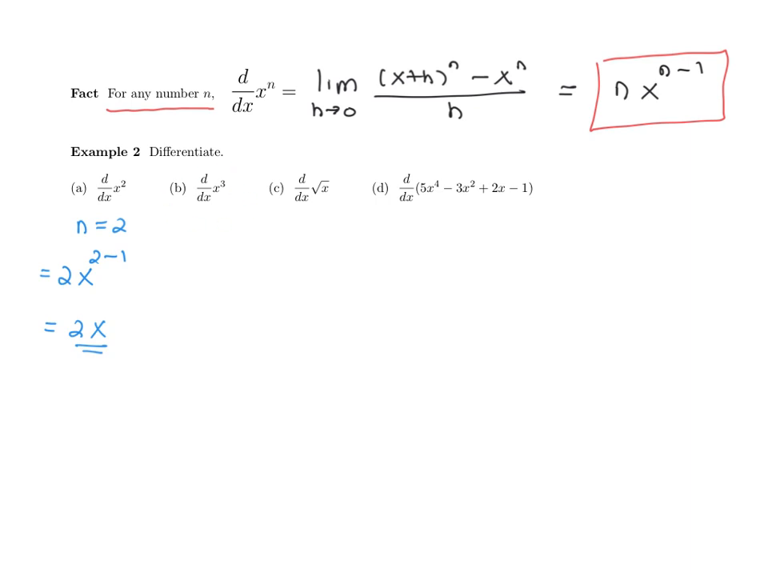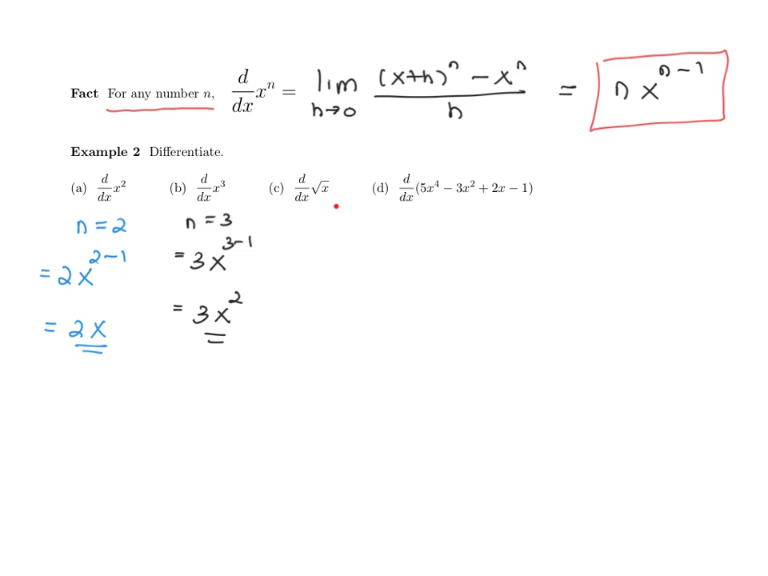We can do the same thing for the derivative of x cubed. What about this? Well, here, n is equal to 3, but it works the same way. You bring the 3 down front, you copy down the x, and you subtract 1 from the exponent, which gives you an answer of 3x squared. So we're getting the answer very quickly. With the limit definition, it's a long computation.